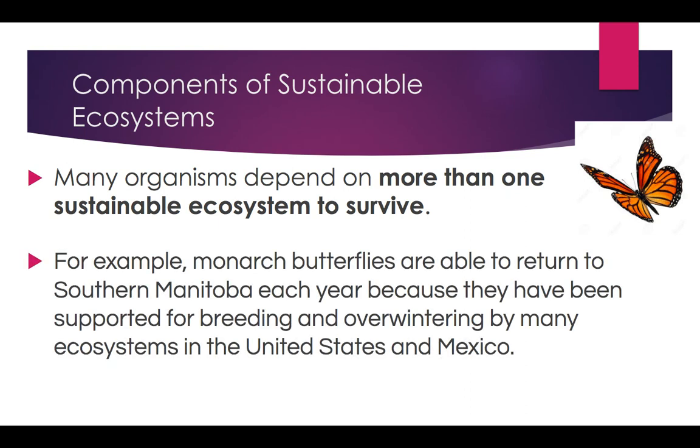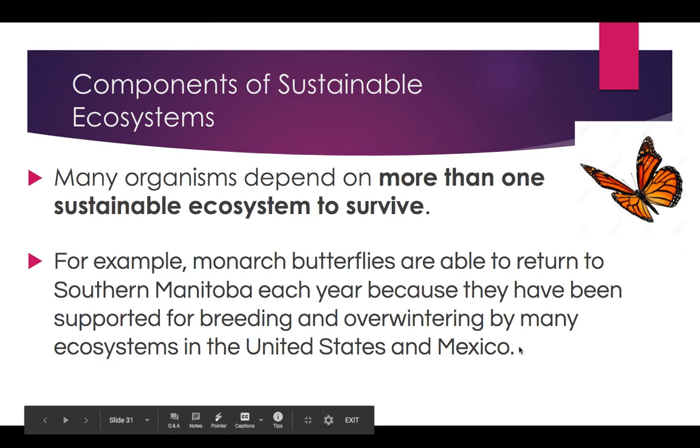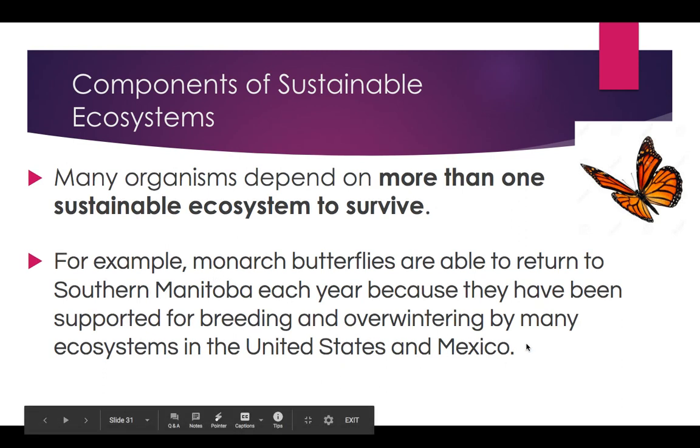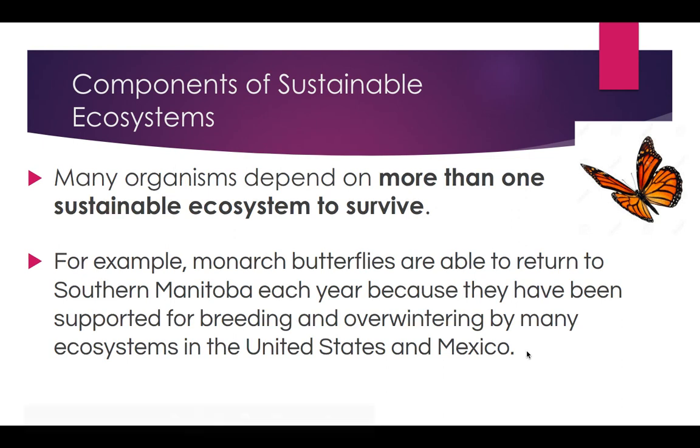A good example of this is monarch butterflies. In the summer, many of them live in southern Manitoba here. However, in the winter, they actually migrate down to southern US as well as Mexico for breeding and overwintering. So when an ecosystem is down in southern Manitoba, their population is going to suffer. And if their ecosystem in the United States or Mexico are down, they're also going to be hurt that way as well.